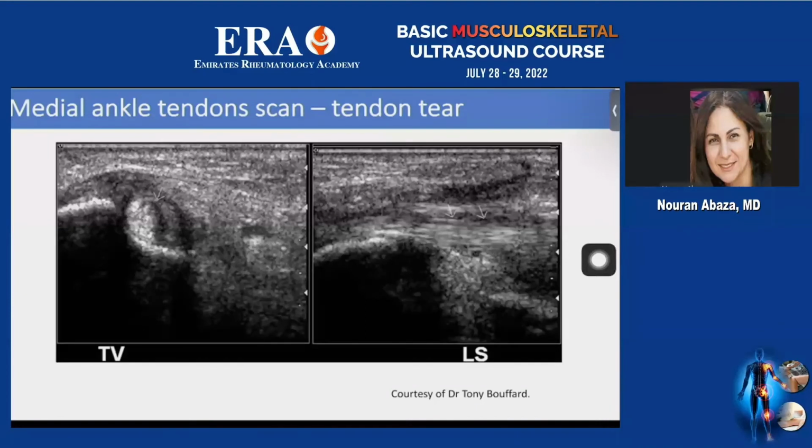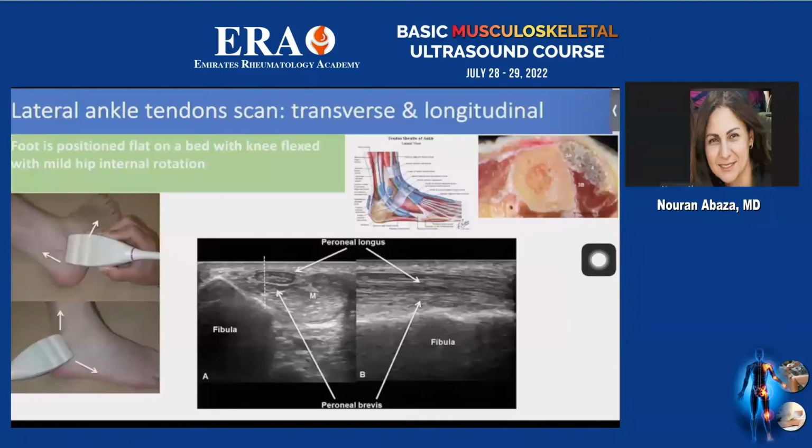When it comes to the lateral tendon scan, which covers the peroneus longus and brevis, those are often affected in rheumatoid arthritis and in psoriatic arthritis, sometimes making the patient limp. Those are very important for us.